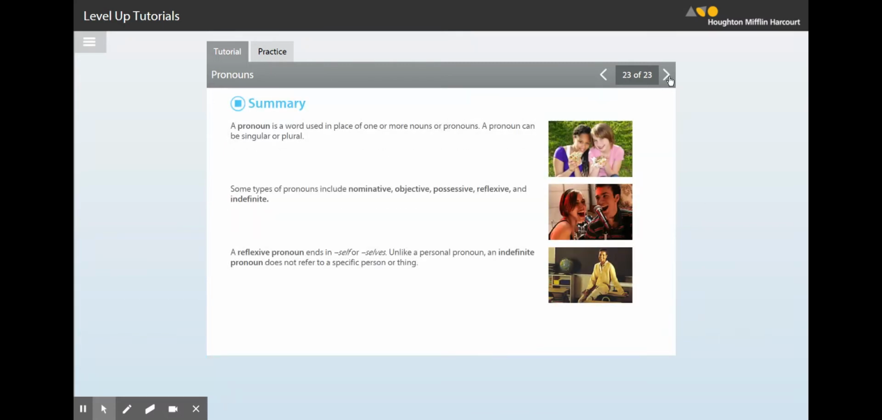So in summary, a pronoun is a word used in place of one or more nouns or pronouns. A pronoun can be singular or plural. Some types of pronouns include nominative, objective, possessive, reflexive, and indefinite. A reflexive pronoun ends in self or selves. Unlike a personal pronoun, an indefinite pronoun does not refer to a specific person or thing.